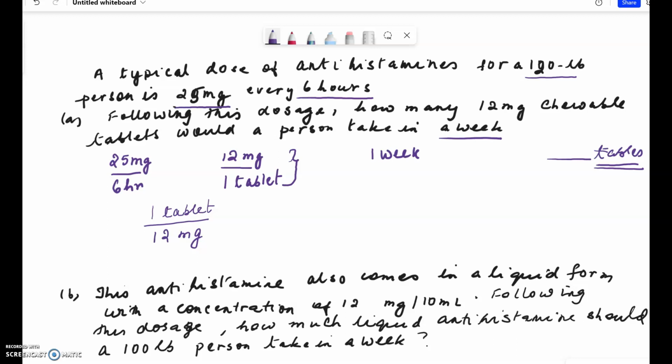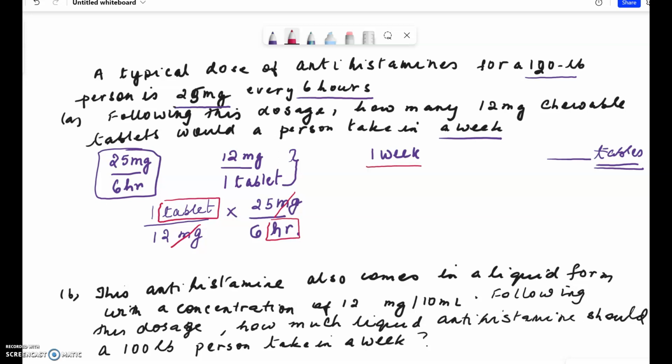Next, we need to cancel the milligrams. So we could multiply with 25 milligrams per 6 hours. And when we do that, the milligrams cancels with the milligrams. We do have tablets in the numerator, but what we do not need is hours in the denominator. So now we need to calculate the number of tablets in 1 week.